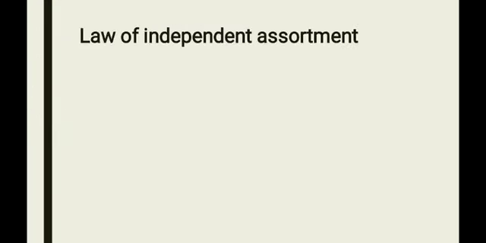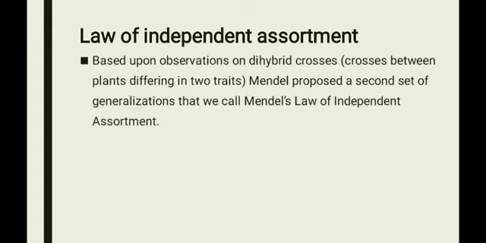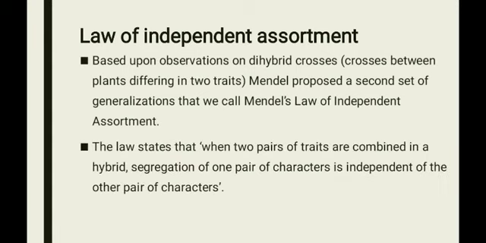The next law is the law of independent assortment. Based on observations on a dihybrid cross, that is a cross between plants differing in two contrasting characters, Mendel proposed a second set of generalizations that we call Mendel's law of independent assortment. It states that when two pairs of factors or traits are combined in a hybrid, the segregation of one pair of characters is independent of the other pair of characters.